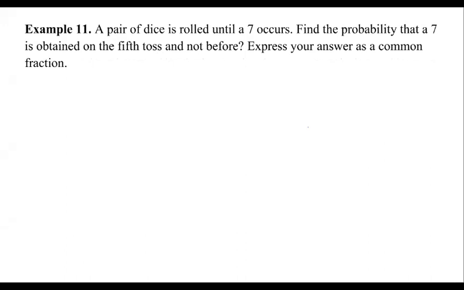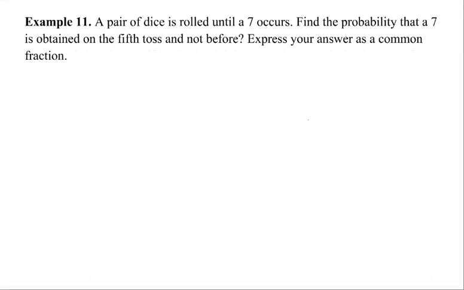Would you just do 5/6 and multiply that 4 times for the first 4 times? So that's 5 to the 4th over 6 to the 4th, or 625 over 1296, and then you just multiply by 1/6 and get 625 over 7776. I guess that looks good.